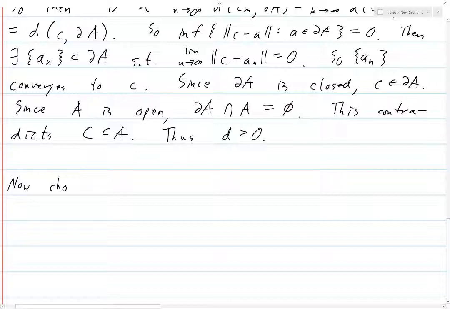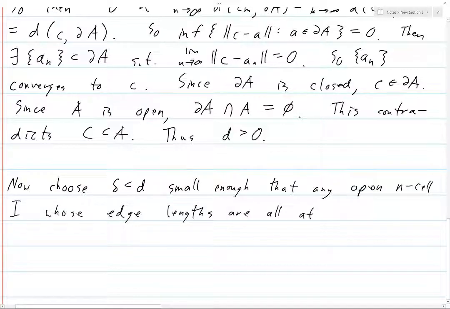Now choose delta, a positive number less than D, small enough that for any open n-cell I whose edge lengths are at most delta, the closure of this open n-cell cannot intersect both C and the boundary of A.